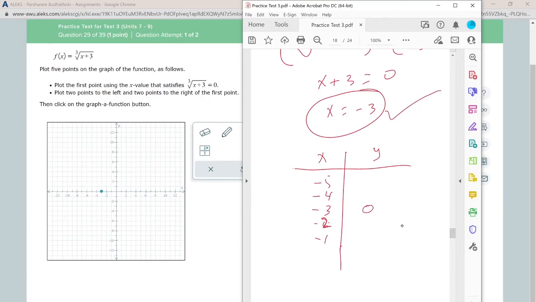If x is -5, then the value of y would be cube root of -2, because -5 plus 3 is -2. When x is -4, the value of y is cube root of -1. When x is -2, the value of y is cube root of 1, which is actually 1. When x is -1, the value is cube root of 2. So these are the points we can use here.